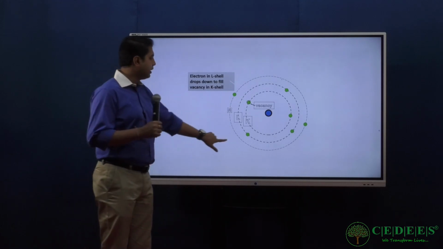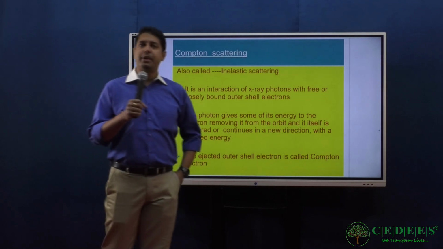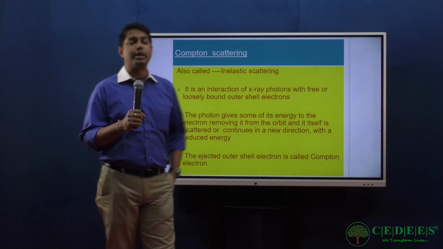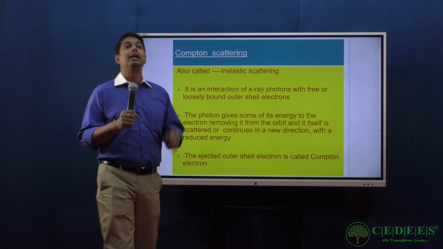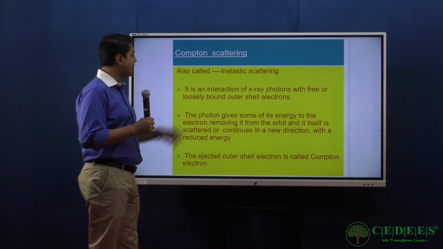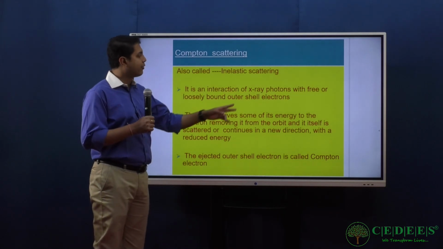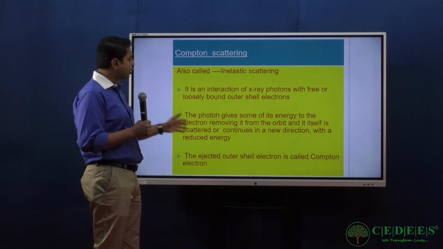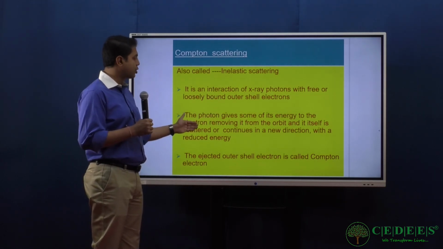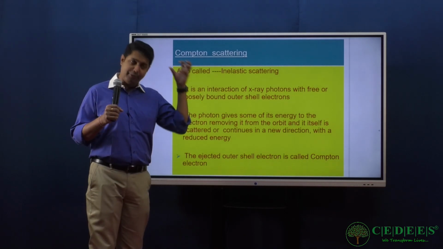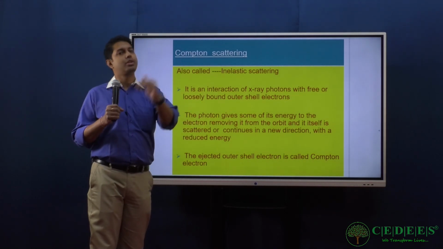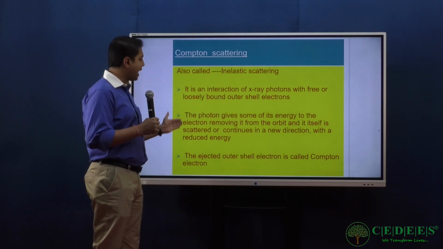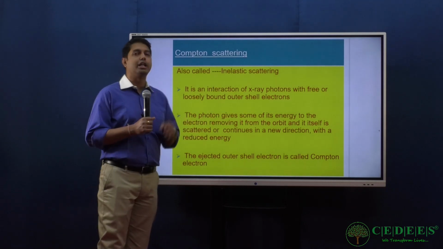Is that okay? Next, we move on to Compton scattering, the third one, also called inelastic scattering. Your first one, that is coherent, was called classic elastic scattering. This is inelastic. It is an interaction of X-ray photons with free or loosely bound outer shell electrons. The photon gives some amount of energy to the electron. Definitely when it hits, some amount of energy transfer will take place, isn't it? So it removes the electron from the orbit, and the photon itself is scattered or continues in a new direction.